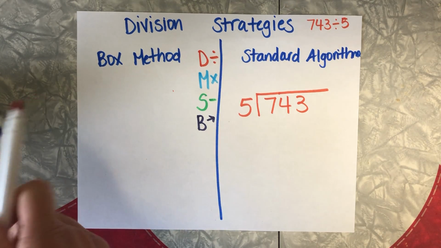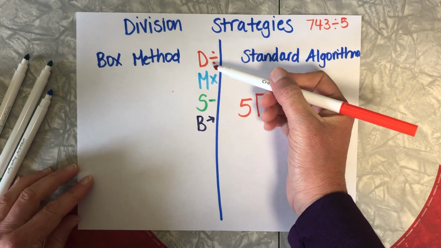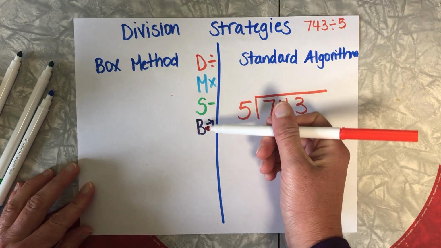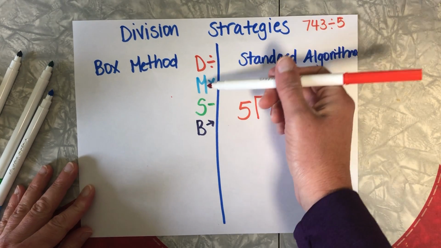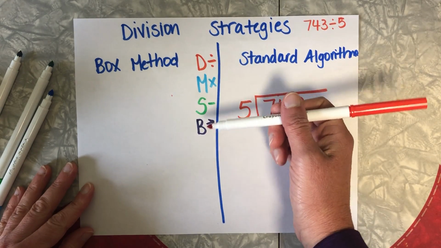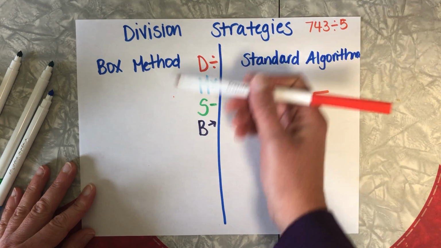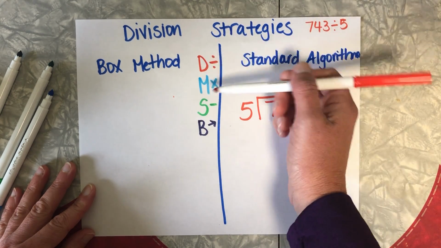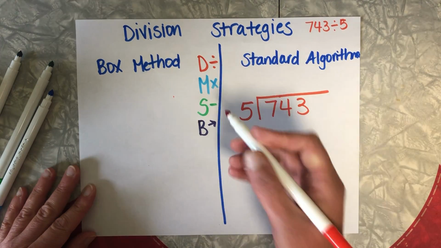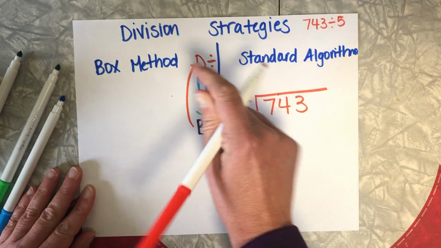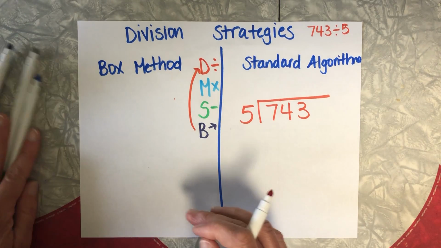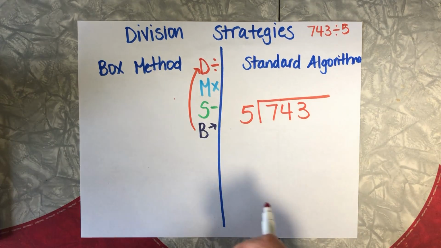And we sang it kind of like this. Divide, multiply, subtract, and bring over. Divide, multiply, subtract, and bring over. Long division goes around and around. Divide, multiply, subtract, and bring over. Now in standard algorithm, we bring down, which you'll see in just a few minutes. But in the box method, we bring over.